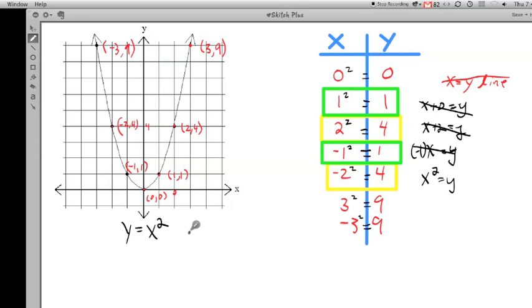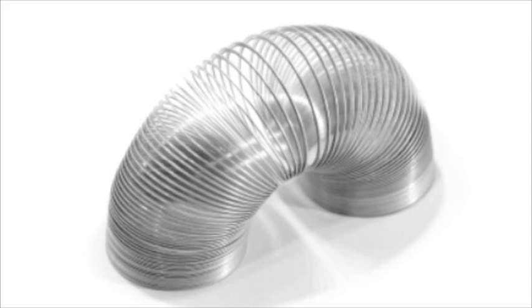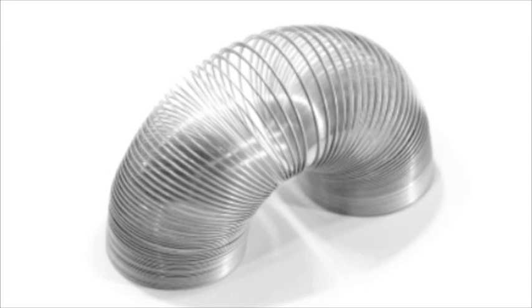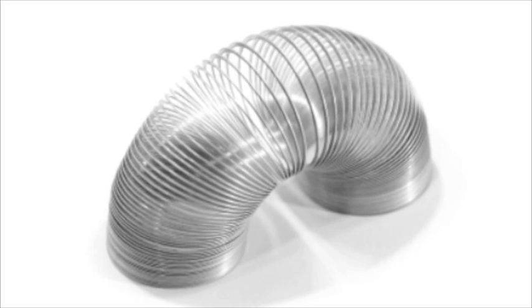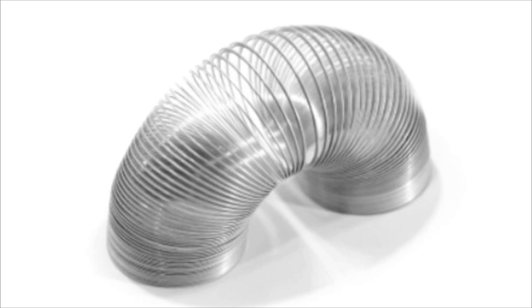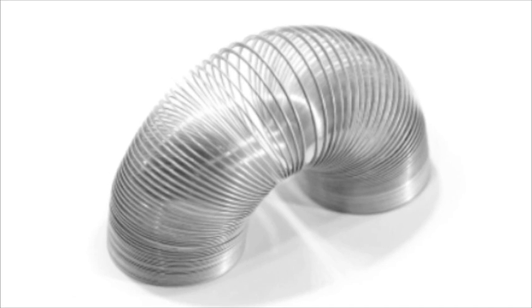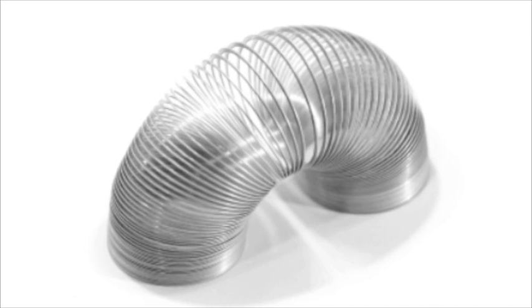So it looks like my equation is going to be: take x and square it, and that's what y is equal to. So y equals x squared. Now we have a way to represent a parabola. So we can take this equation and manipulate it a little bit to move the parabola around. Pretty amazing that we can find a mathematical equation that describes the slinky. Not only does it have a cool little song, but it also can be represented with algebra.